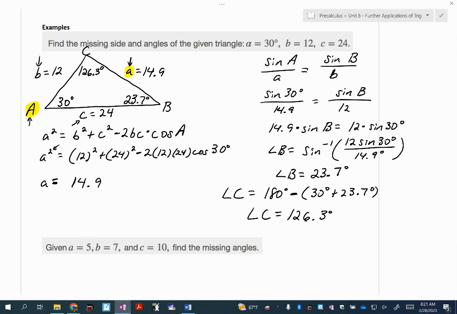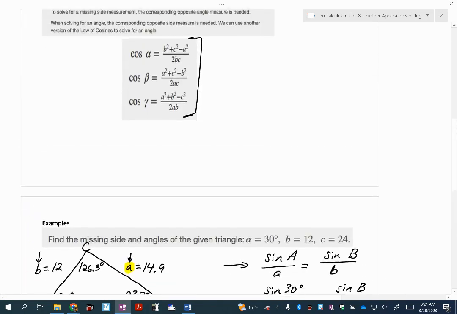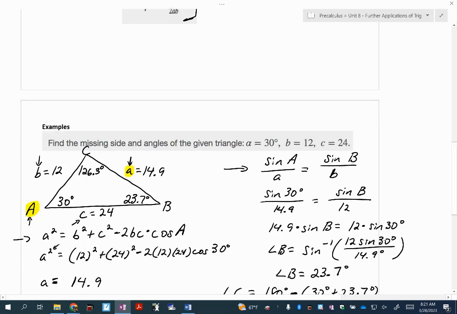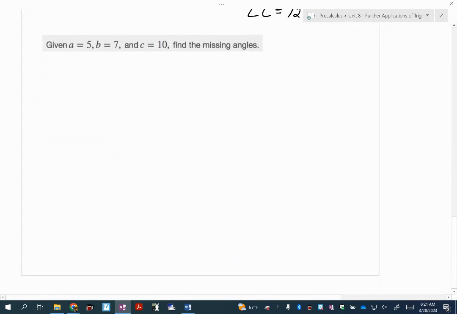So again, you'll notice I used the law of cosines first to find my missing side length. Then that allowed me to have a pair, an angle and the corresponding side length, which allowed me to then use the law of sines. If you want to keep going with the law of cosines, you can absolutely do that. You just have to use one of these bottom 3 iterations where you're solving for the angle. All right, let's do one more.